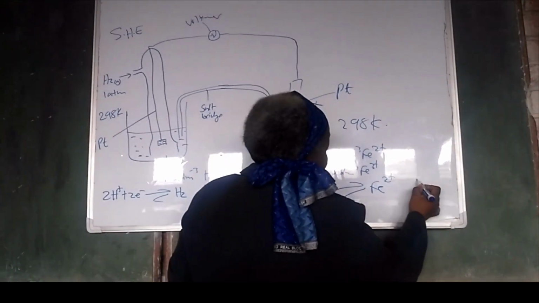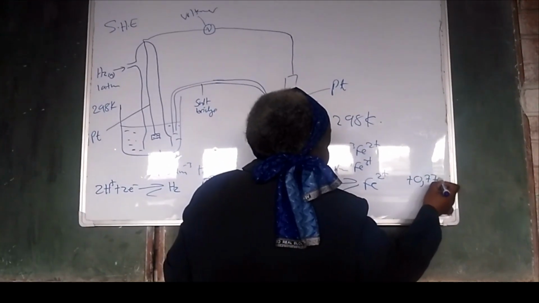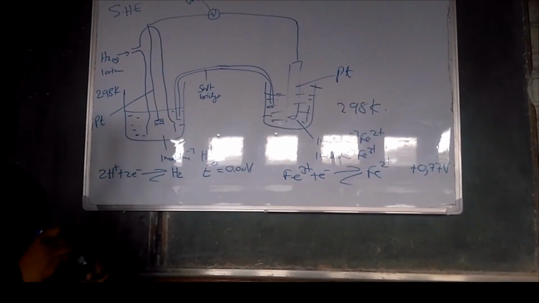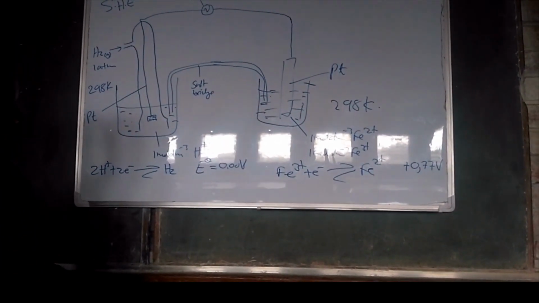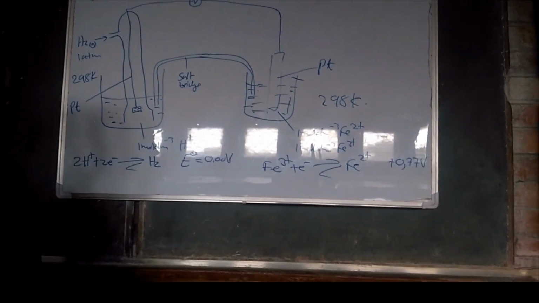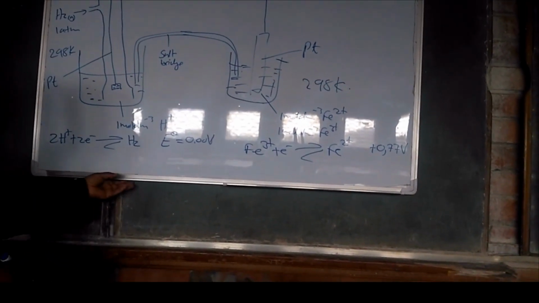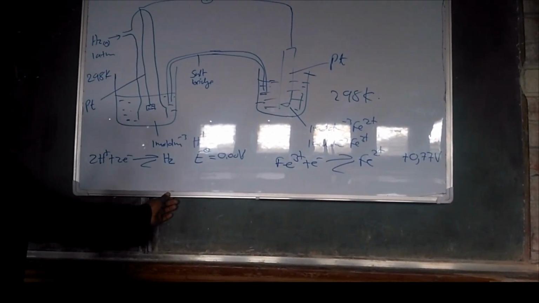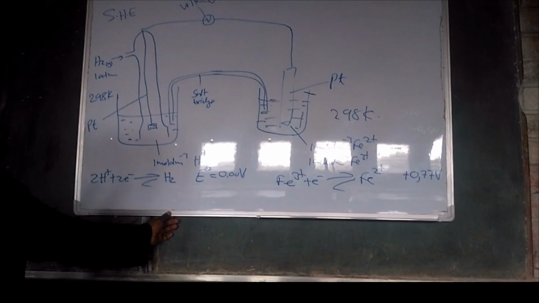And it's normally plus 0.77 volts. That's the value which is given in your data booklet. Okay, so basically this is how we can determine the standard electrode potentials of the different systems.